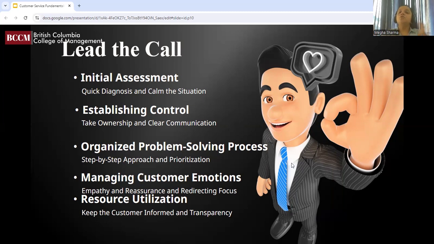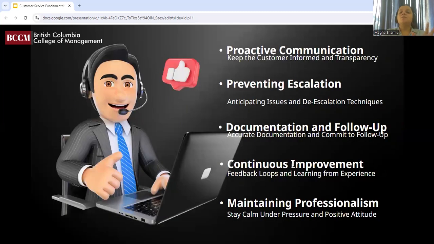Then comes the resource utilization. Okay. Resource utilization is like keep the customer informed and be transparent. There is no need to tell, sir, tomorrow, like this, you will get the shirt returned. Nothing like this needs to happen. What will happen then? He will not receive the product again, he will be agitated, he will not buy product from you. Okay, so don't give any wrong information. Just be transparent what is in actual.